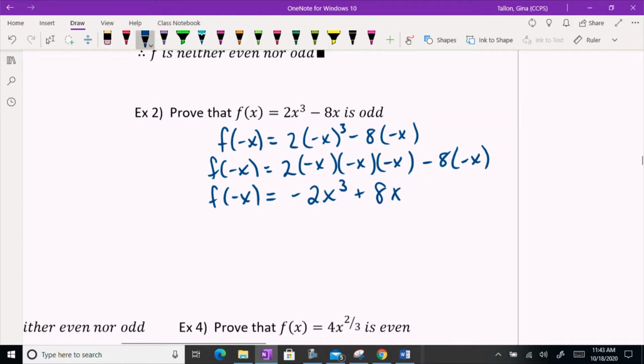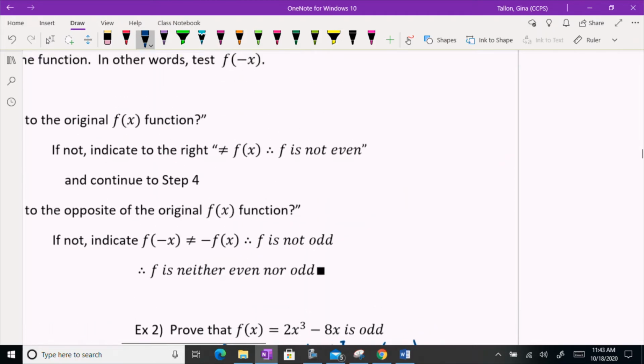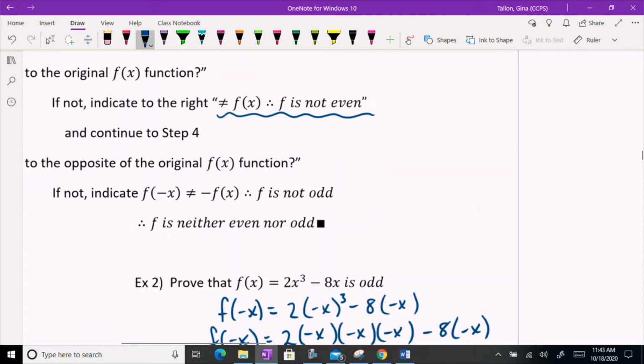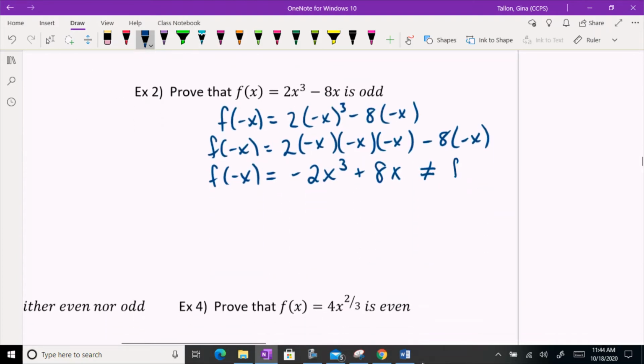So is this the original function up here? Is this the original function? I hope you clearly say no. Okay, this is not, and that's why I put this in on the right hand side. I'll go back up here for you to see it here. Is not f of x, therefore f is not even. So this is not f of x, therefore f is not even. Even is always the first thing you test.